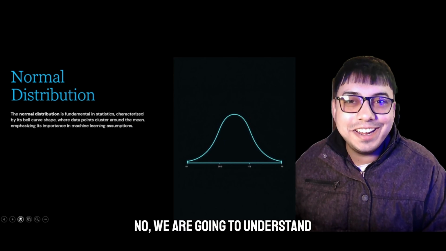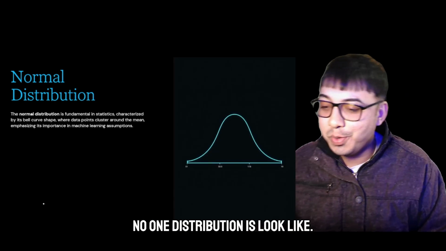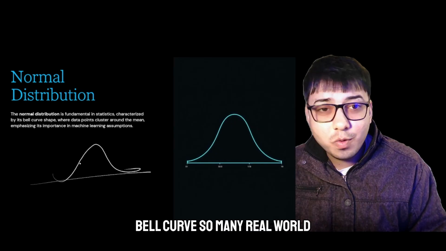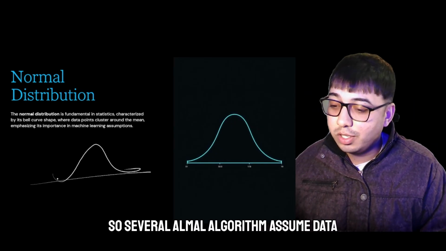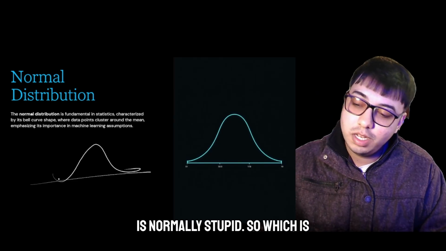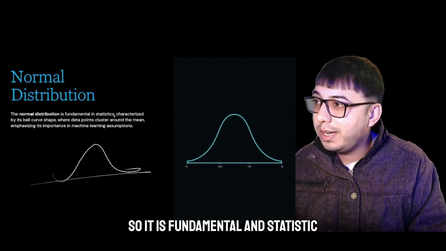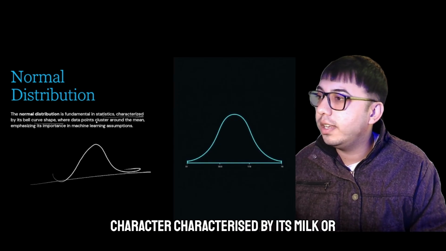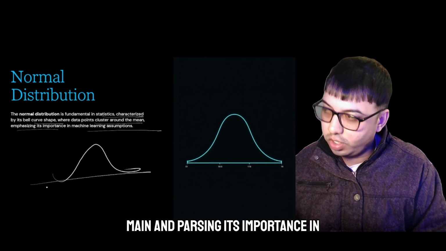Now we are going to understand normal distribution. All right. So normal distribution looks like a bell curve. Many real world data sets approximately follow this pattern. Several ML algorithms assume data is normally distributed, which is why this concept is important. It is fundamental in statistics, characterized by its bell curve shape, where the data is clustered around the mean, emphasizing its importance in machine learning assumptions.